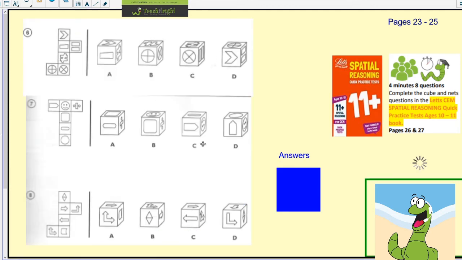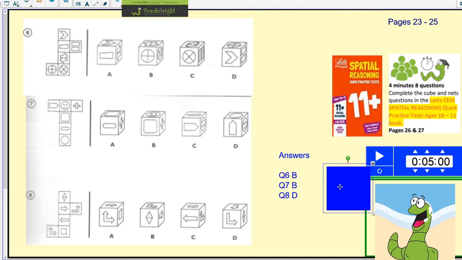Right, 6, 7, 8. B, B, and D. Let's do it. B, B, and D. Let's go through and talk about why they can't be. So for question 6, we've got this arrow will be pointing towards my equal signs, but actually I already can tell we've got a pair discrepancy. Those two shouldn't be next to each other.